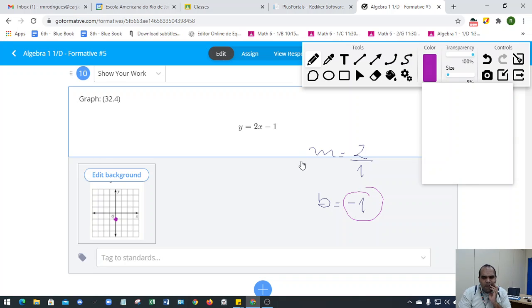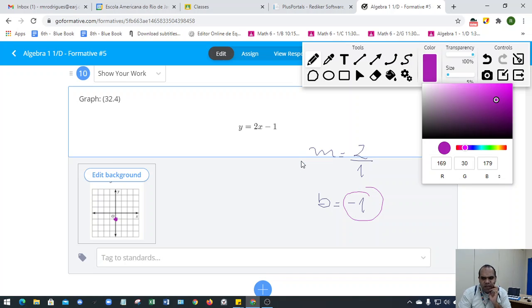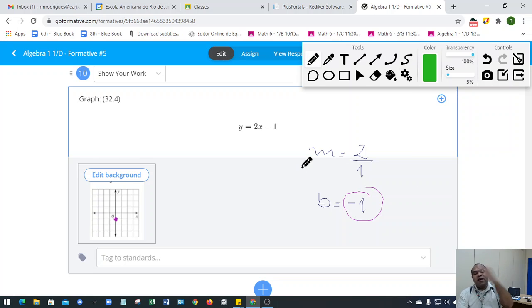I need right now to follow the slope. What does the slope tell me to do, mister? It tells you to rise 2 and run 1. Let me rise 2, 1 and 2 here, and run just 1. Run here. Great. Rise 2, run 1. Over here, I have another point.